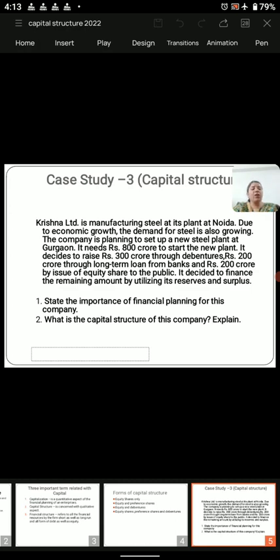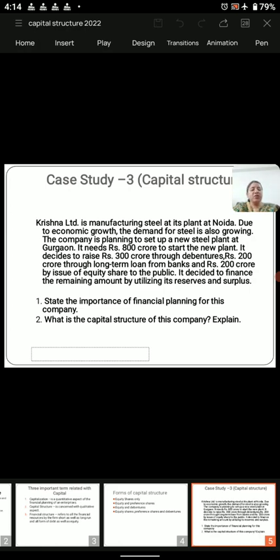So two important questions can be discussed. State the importance of financial planning. Why is it important to plan the capital structure? Because the company has a need of 800 crores. If the company does not plan from where it will collect the funds, then less fund can be collected or excess fund can be collected. So the company has to plan how much to collect from equity and how much from debentures, as the company has decided. So it is very important to plan that for better financial planning.